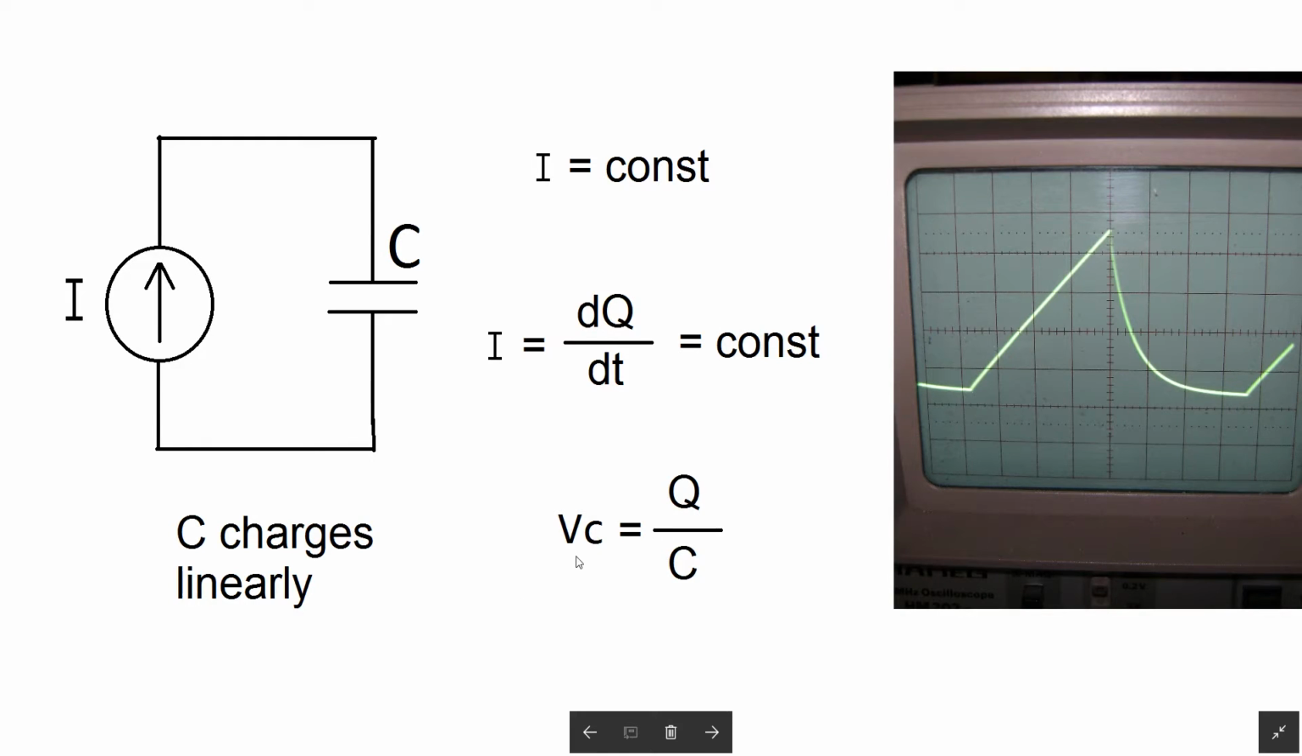Voltage on the capacitor is proportional to the amount of charge divided by capacitance. And the current is the first derivative of charge with respect to time. So if the current is constant, that means we're adding some amount of charge per every millisecond. And if we do that constantly, our capacitor will charge linearly.